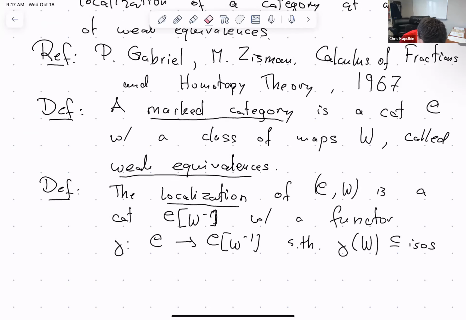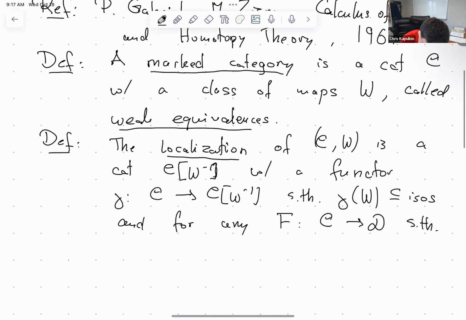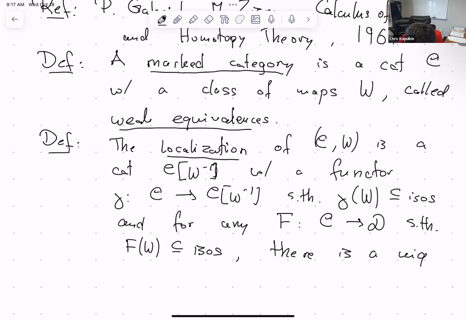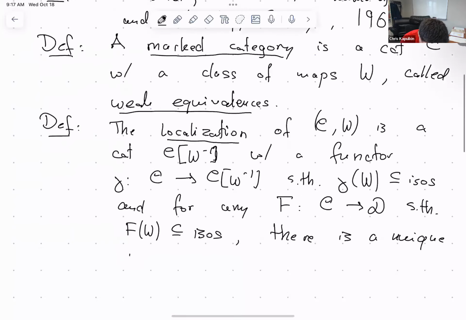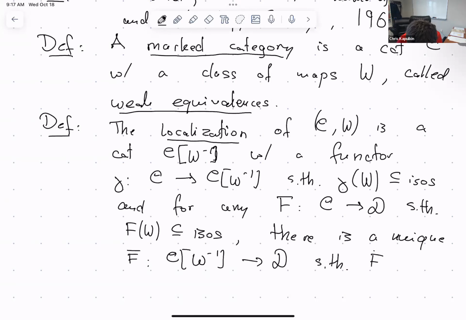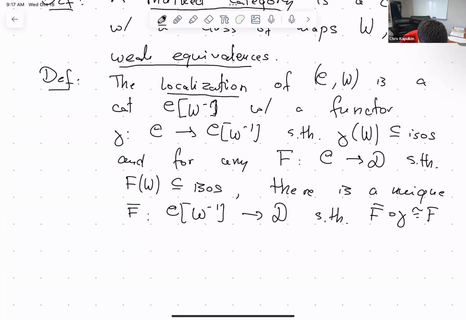And for any functor with that property, for any F from C to D, such that F of W is contained in isomorphisms, there is a unique F bar from C[W^{-1}] to D, such that F bar composed with gamma is naturally isomorphic to F, and it's uniquely naturally isomorphic.